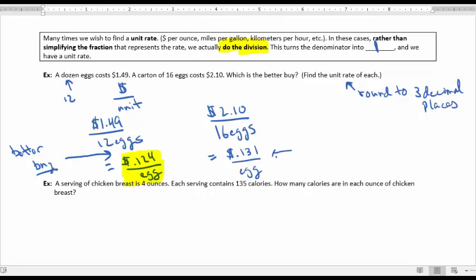And again, what does this 0.131 mean in dollars? That really means 13.1 cents per egg. This one really means 12.4 cents per egg. Now, obviously, there's no such thing as 12.4 cents, but you're not buying one egg. So if you buy a dozen, it comes out to 12.4 cents per egg. If you buy 16, it comes out to 13.1 cents per egg. So the dozen in this case is a little bit of a better buy.